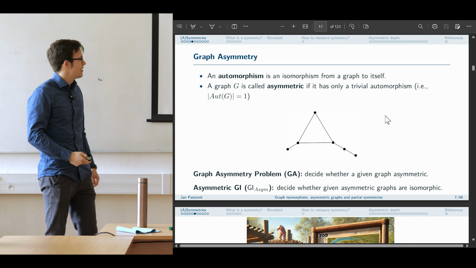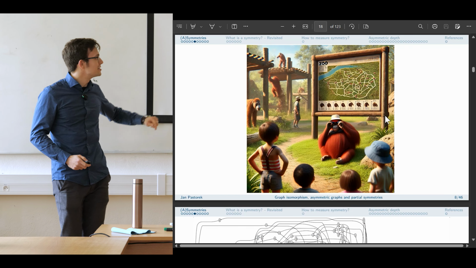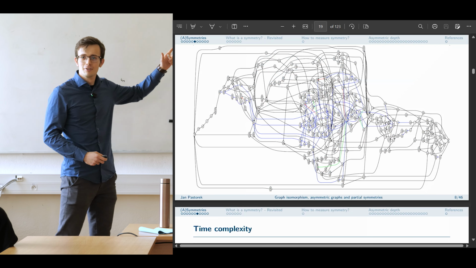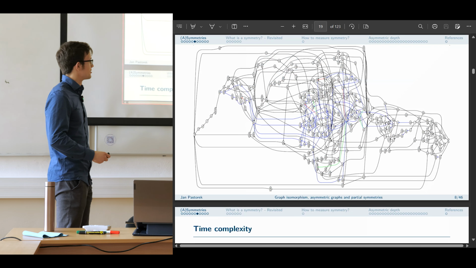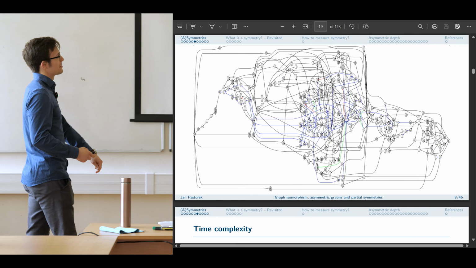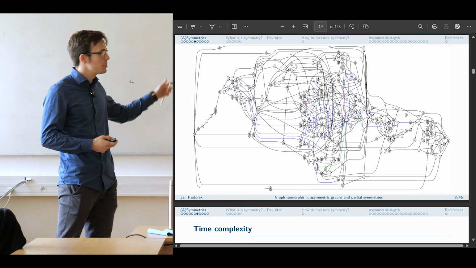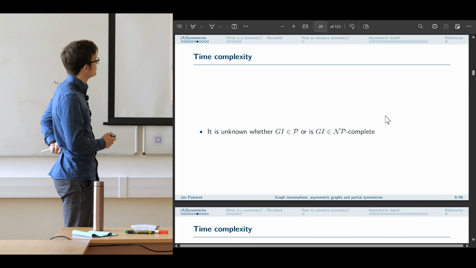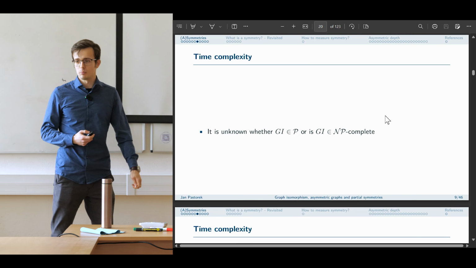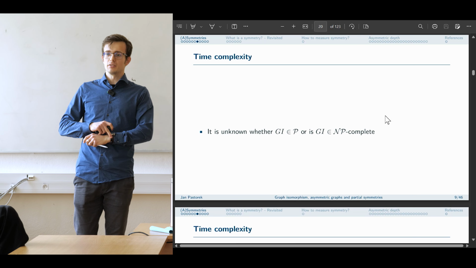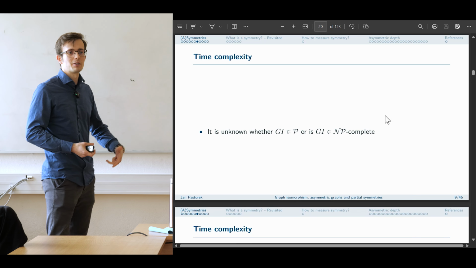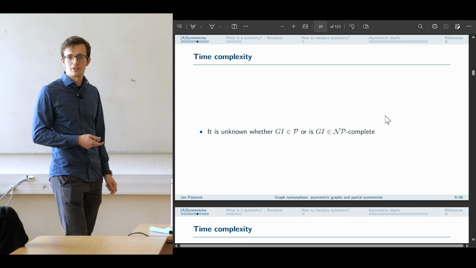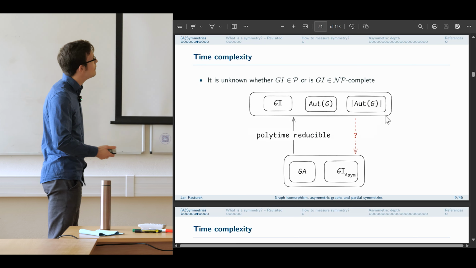So let's talk about the zoo. And I don't mean this zoo. I mean this zoo, which is much more complex, I would say. It's the complexity classes zoo. And so we do not know whether the graph isomorphism problem is in P or it is NP complete. And it is one of the biggest open questions in theoretical computer science, I would say.